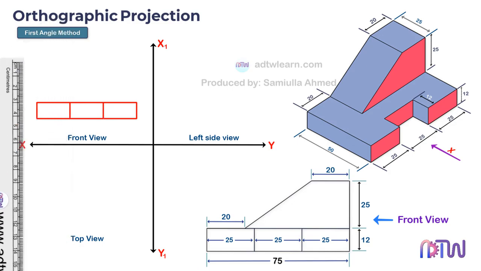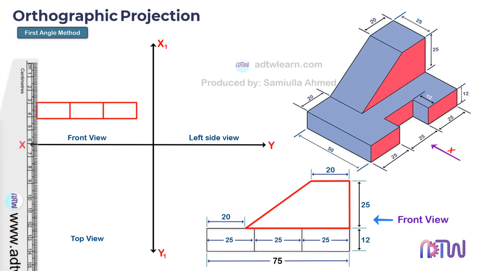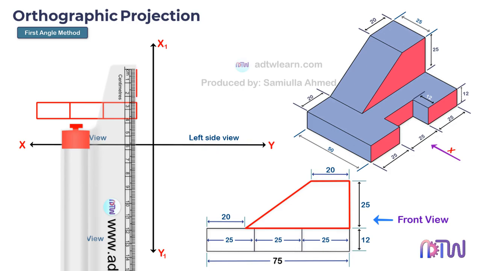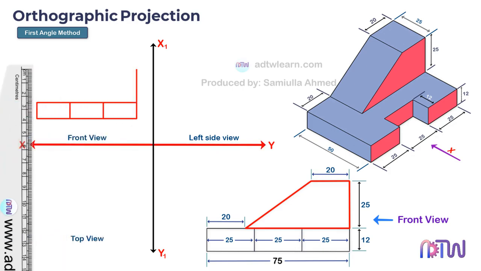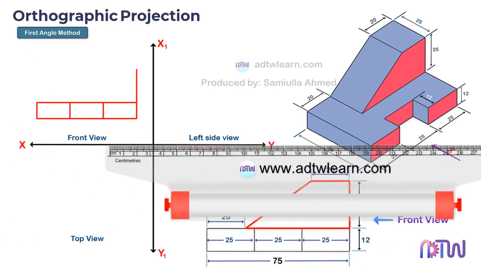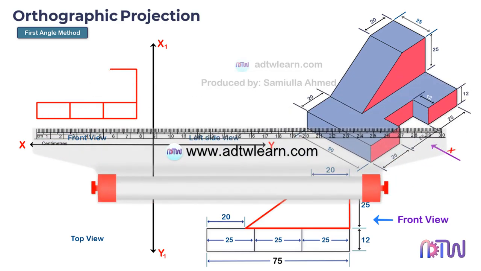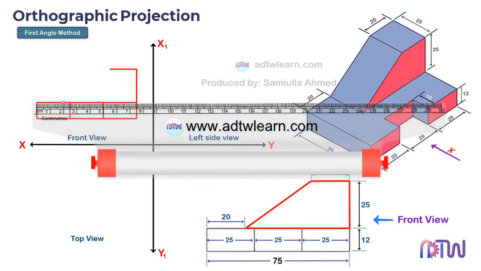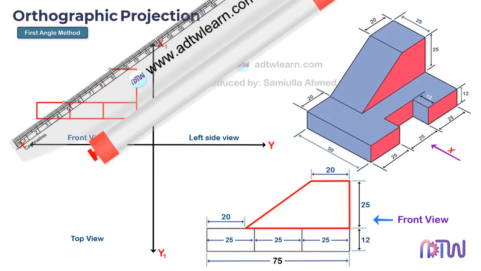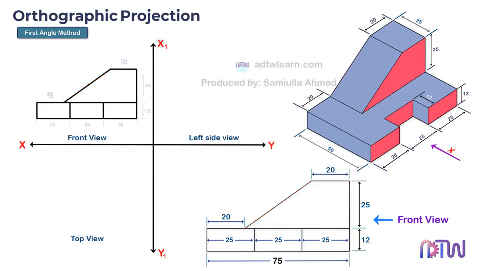After this, we need to draw this section. Take a roller scale and draw a vertical line of 25 millimeters. Using this line as a reference, draw a horizontal line of 20 millimeters from here. Next, using a ruler, mark a 20 millimeters length on this line from the left edge. At last, join these points with a line. This is the required front view of the object.